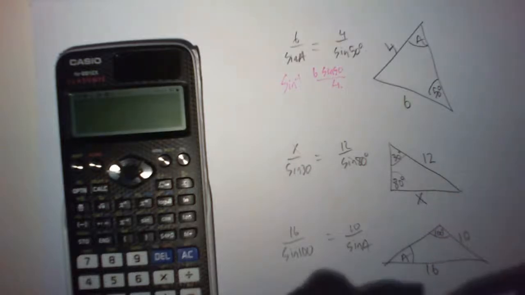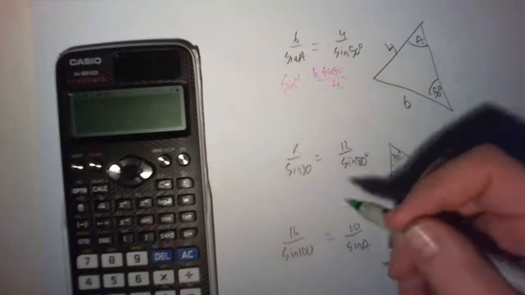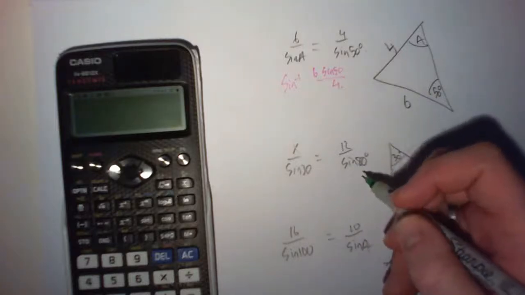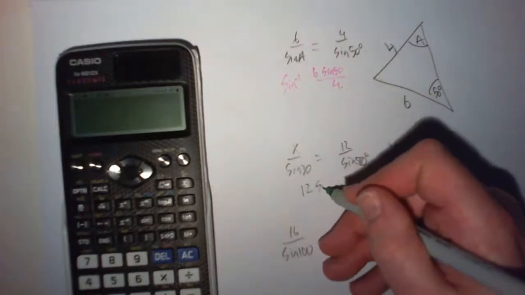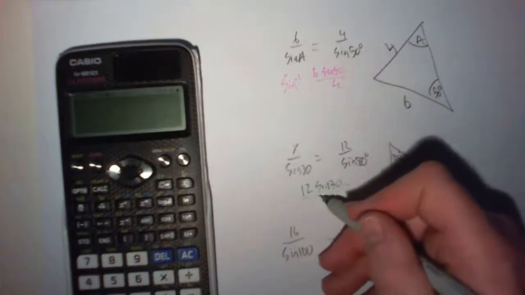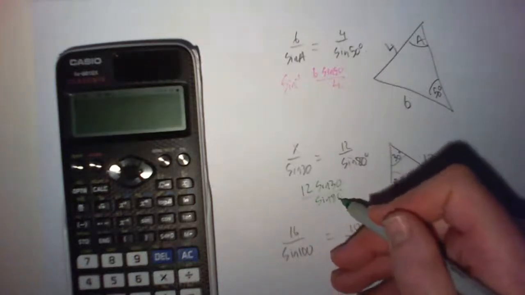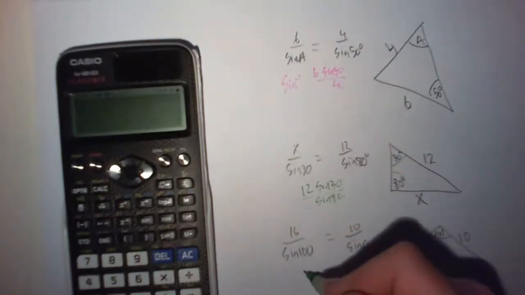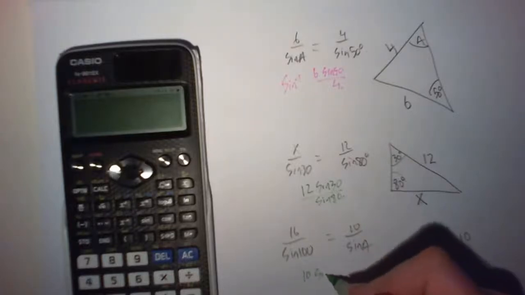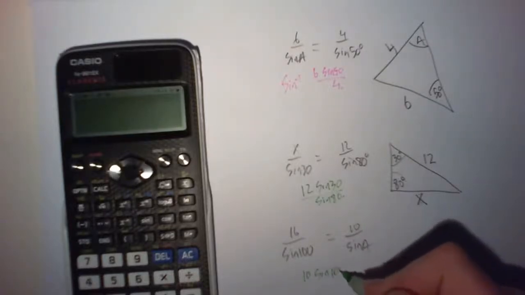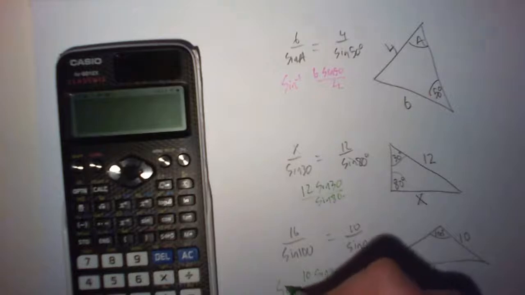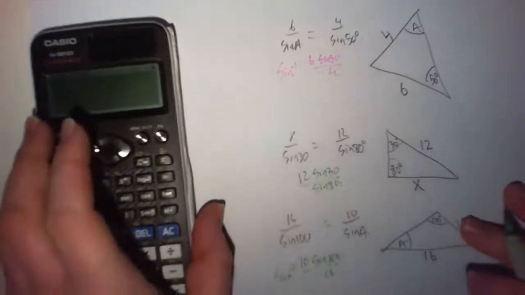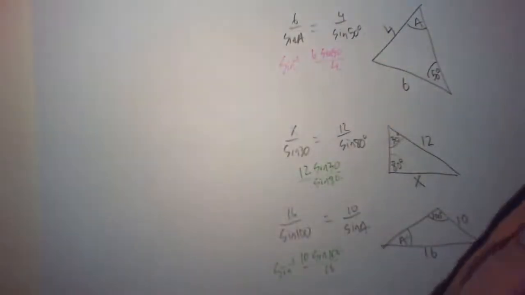Okay, don't know if that's coming up on the page at all. This one is going to be 12 sine 30 over sine 80. And this one is going to be 10 sine 100 over 16, and that's a sine inverse. Okay, so let's do them out very quickly.